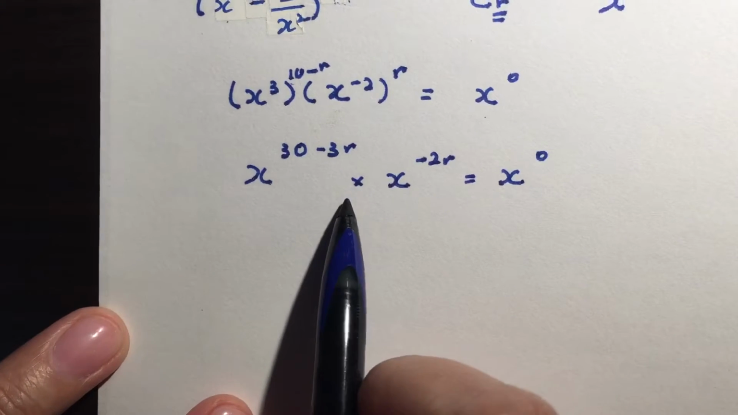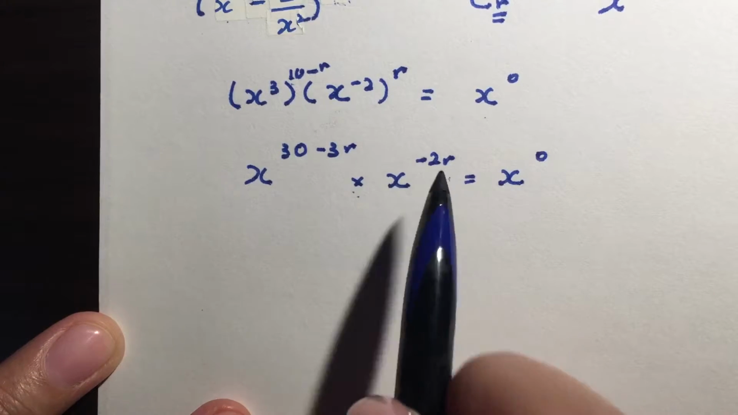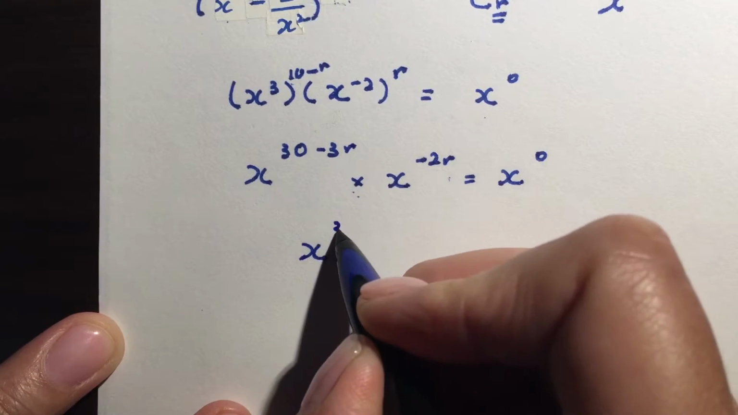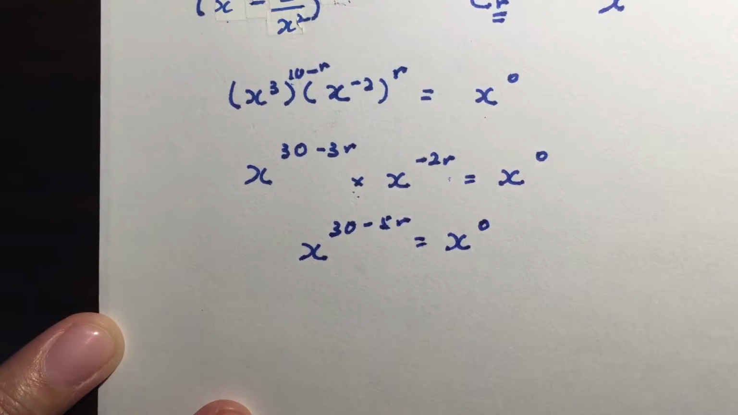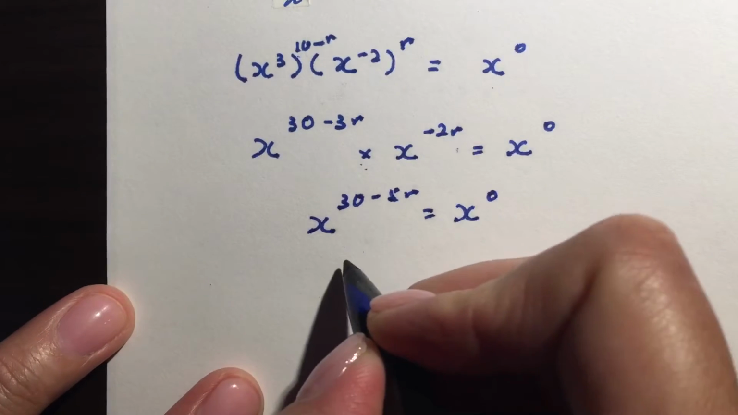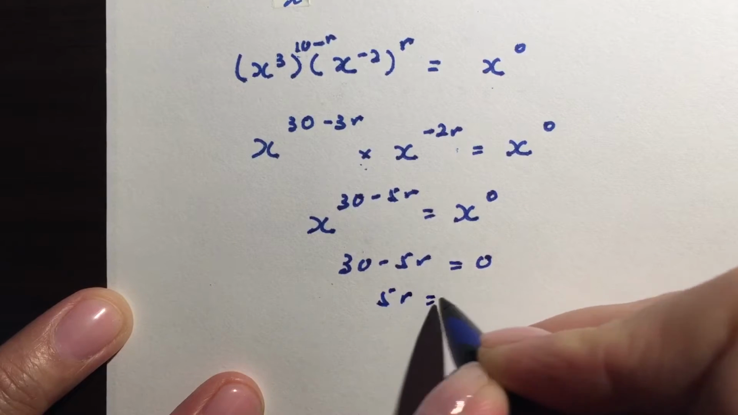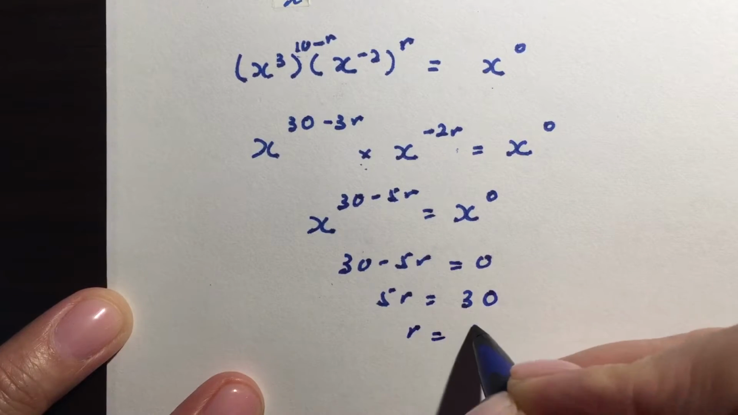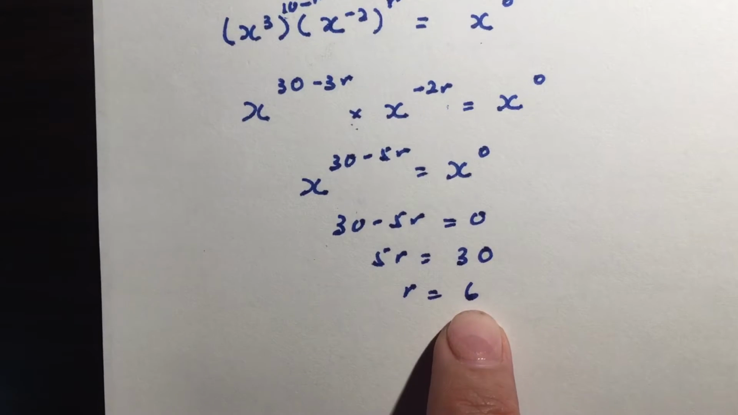Alright? Now again, using law of indices, if this is a times, I'm able to add up these two together, right? So I have x to the power of 30 minus 5r must give me x to the power 0. And since the two bases are the same, I can equate the exponents. So I have 30 minus 5r is equal to 0. 5r is equal to 30. So r is equal to 6. And there we have it. So this is the term that is going to be the one that we want.